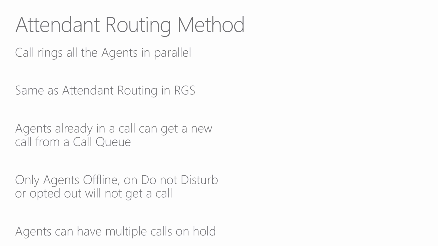Only agents that are offline, on Do Not Disturb, or set to opt out will not get a call. So even if you're set to away or you're currently in a call, you will still get offered new calls. An agent can have multiple calls on hold.